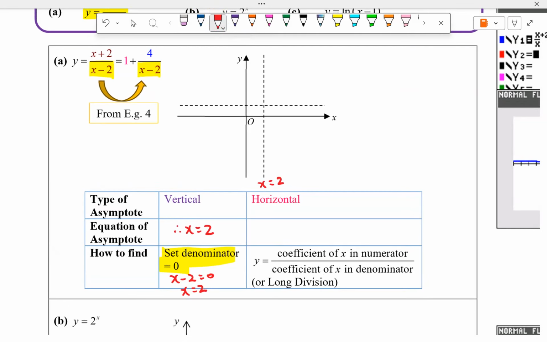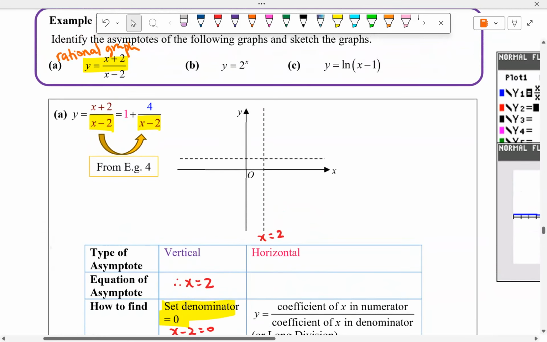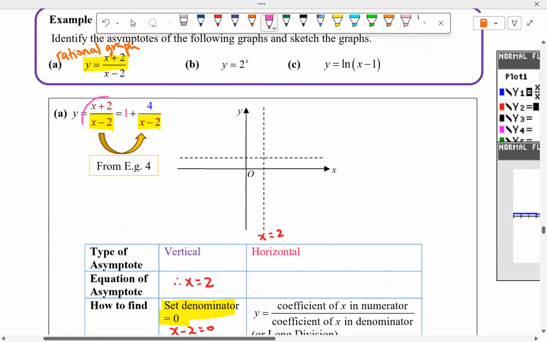Okay, then the next one, how do I identify the equation of a horizontal asymptote for a rational graph? First thing, you need to make sure that this is a proper fraction. But in x plus 2 over x minus 2, the degree of x, the highest power, is the same. It's power 1 and power 1, they are the same. That means this is improper. Because this is improper, you need to do a long division to make it proper.